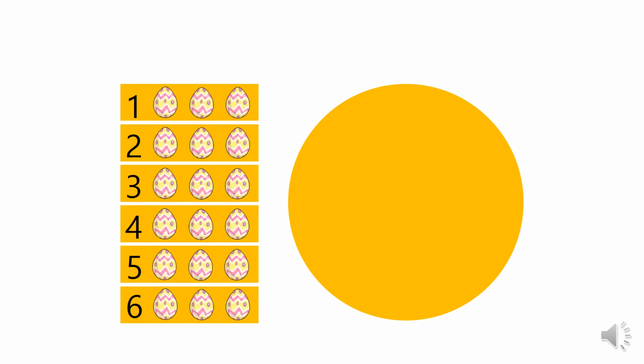Now look at my Easter eggs. How many rows of Easter eggs can you see? 1, 2, 3, 4, 5, 6. 6 rows of eggs. 6 groups of eggs. How many are in each group? I can clearly see on my array there are 3 Easter eggs in each group. So my multiplication sentence will say 6 times 3.